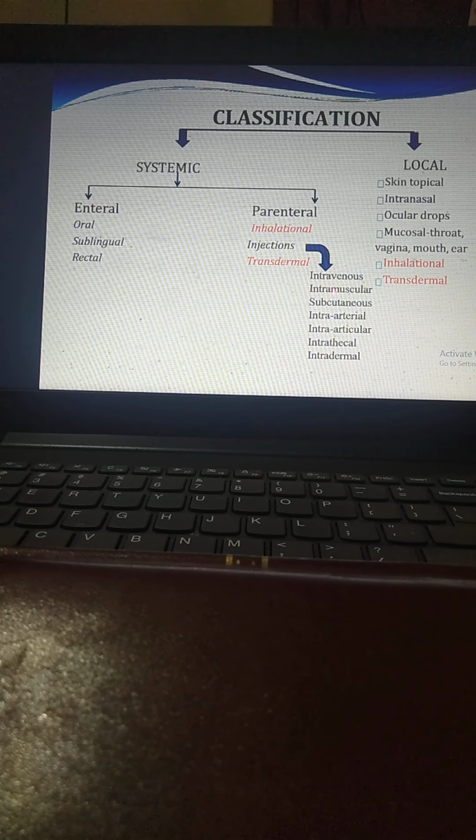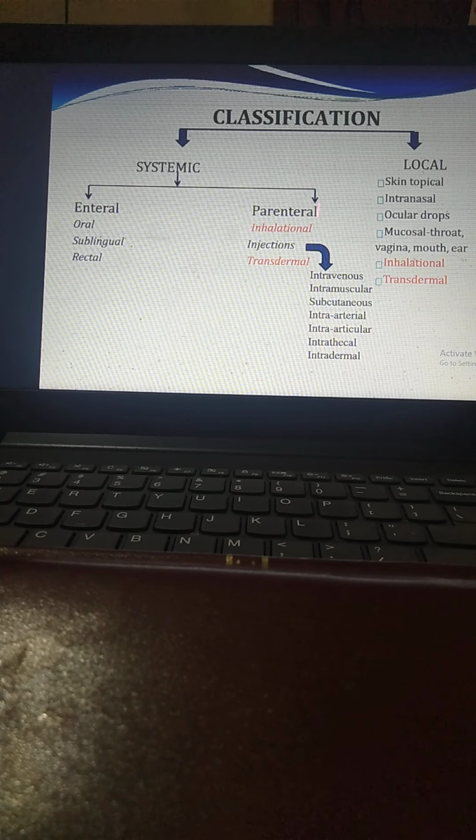And injections can be intravenous, intramuscular, subcutaneous, intra-arterial, intra-articular, intrathecal, intradermal. But local can be second, topical, intranasal, ocular drops, mucosal: throat, vagina, mouth, and ear, and inhalational and transdermal are also in the local. But why are they in the parenteral? Because once you give the inhalational, like the anesthetic agents, and transdermal, it has to reach the systemic compartment. That's why it is in the parenteral as well as in the local.